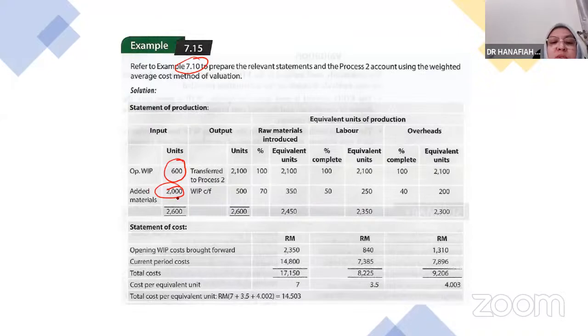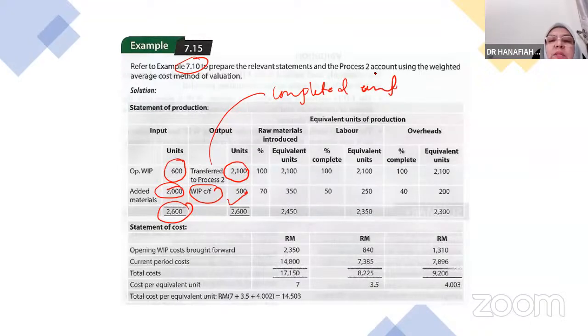So in total is 2,006, and you have work in progress 500, and you transfer to process 2 is 2001. This is the completed unit in process 1. So work in progress is 500, need to be in the same process. The remaining balance is 2,100.